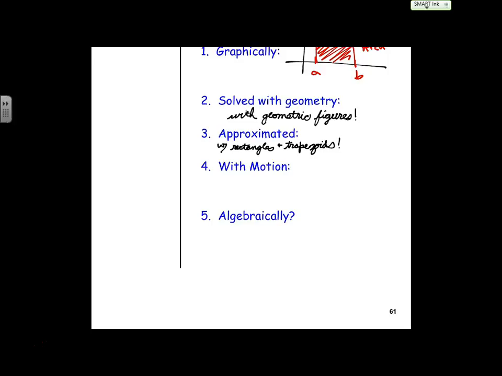With motion, what do we know so far about integrals? Position is the integral, velocity is the integral acceleration. Yeah, trapezoids.